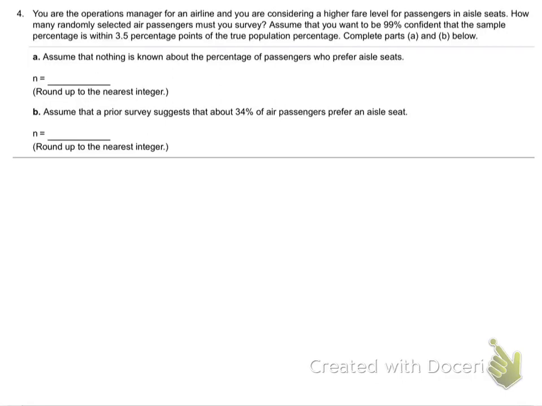Okay, number 4 here is kind of tricky. You're operations manager for an airline. You're wanting to hire fare level for passengers in aisle seats. How many randomly selected air passengers must you survey? You want to be 90% confident that the sample is correct within 3.5 percentage points of the true population. So this is a whole area of statistics. It's kind of tricky for people. We're going to figure out N.